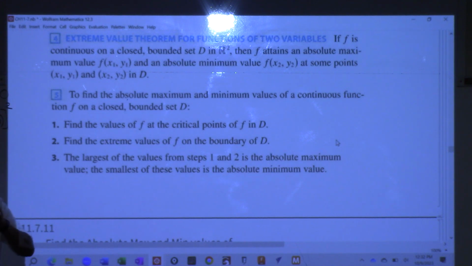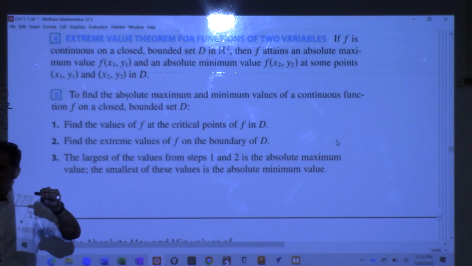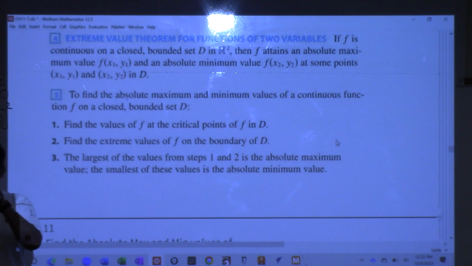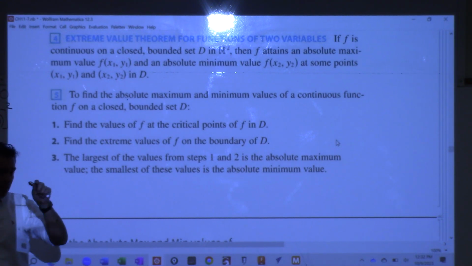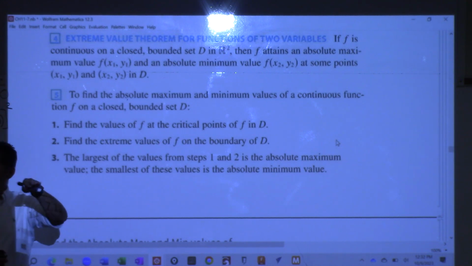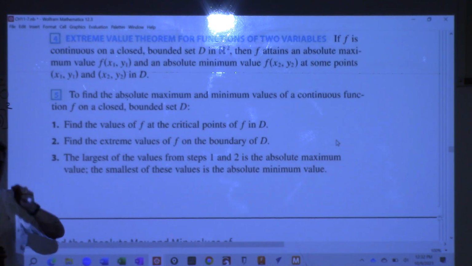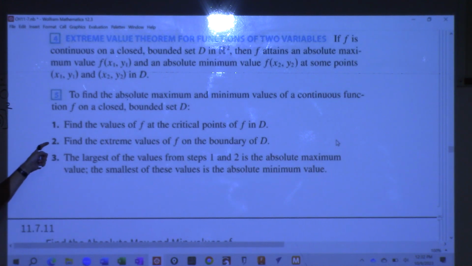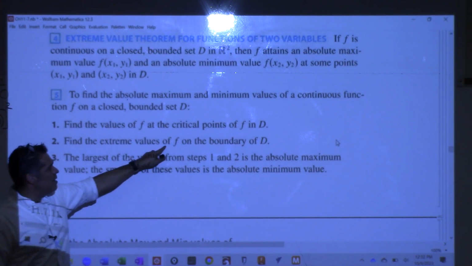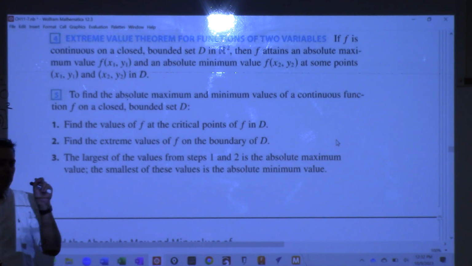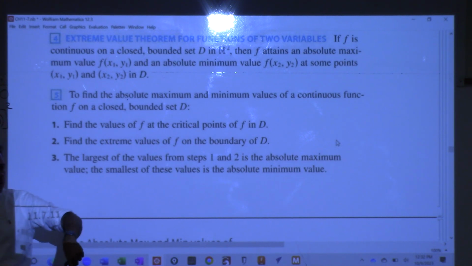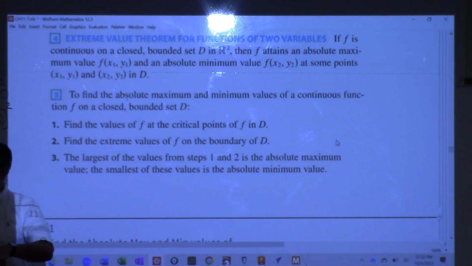The analogy is when we were doing the closed interval method in Cal 1, we had to check the endpoints, right? And we had to check what's going on the inside. This step one is us checking what's going on the inside. Then we have to check the endpoints, right? That's step two. So we have to find the extreme values of the function on the boundary. That's going to be the hard part. Because when you plug in two endpoints, it's just two endpoints, right? But how many endpoints do you have along a boundary? Infinitely many, right? So that's going to be a problem. Okay, let's do it.